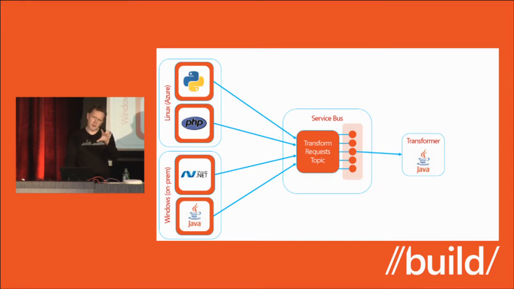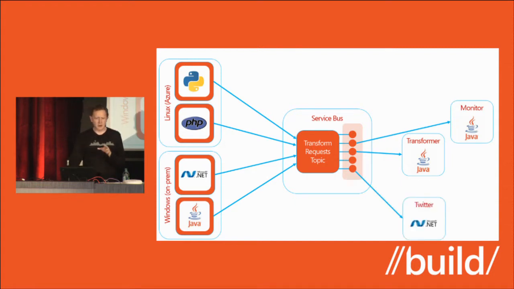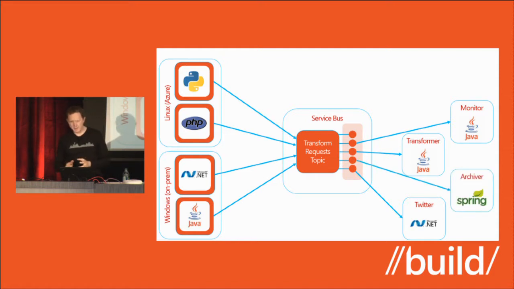Now, I've got some other clients that are listening on different subscriptions to that topic. I've got a little monitor, another Java app that will show me the pictures as they're flowing through. I've got a .NET application that is taking these pictures and pushing them out to Twitter. I've got an application written in Spring, the Spring framework in Java, that is creating an archive. All of the messages that go through, it's putting them in a web directory and serving those up over HTTPD on a Linux machine.